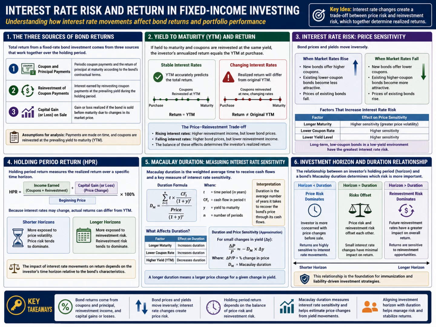Interest rate risk primarily arises because bond prices and yields move inversely. When market interest rates increase, newly issued bonds offer higher coupons, making existing lower coupon bonds less attractive and causing their prices to decline. Conversely, when market rates fall, existing bonds with higher coupons become more valuable, leading to price increases. The magnitude of price changes depends on factors such as maturity, coupon rate, and yield level.